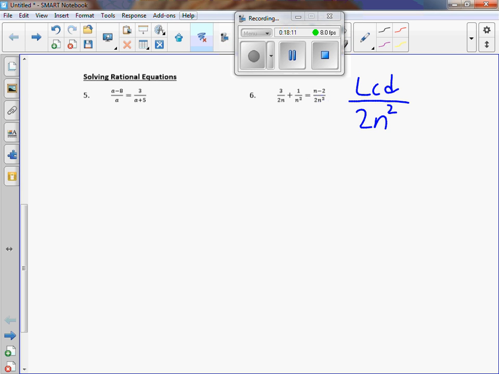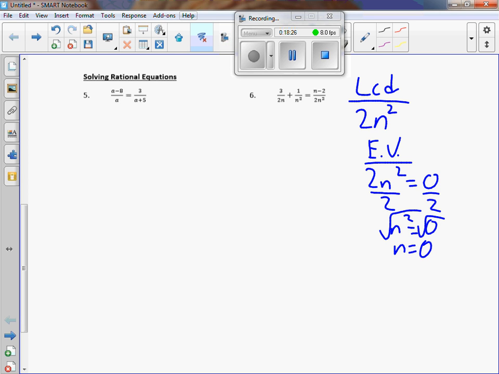Now for excluded values, we'll set it equal to 0 since there's only one factor here. Divided by 2. Square root. N equals 0. N cannot equal 0. Now we need to multiply our top pieces by the LCD. We get times 2n squared, times 2n squared, times 2n squared.